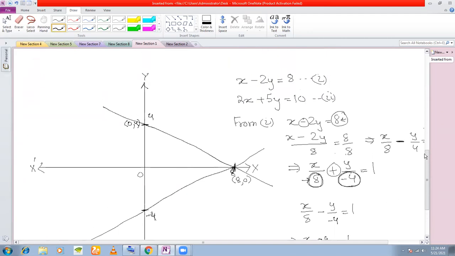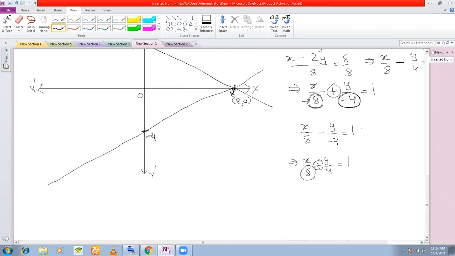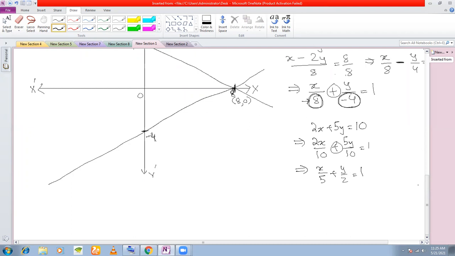Next, look at number 2. You want to draw the straight line for number 2: 2x plus 5y is equal to 10. Let me just erase this. I just have 2 minutes left. 2x plus 5y is equal to 10. We want to make this 10 a 1. So we divide both sides by 10. So 2x by 10 plus 5y by 10 is equal to 1. I already have a plus sign, nothing to do here. So I get x by 5 plus y by 2 is equal to 1, isn't it?